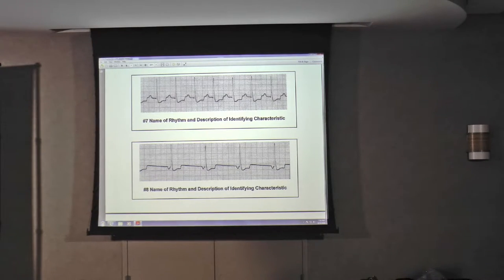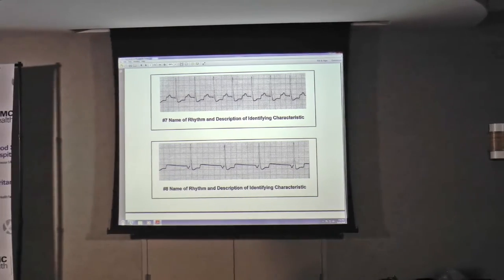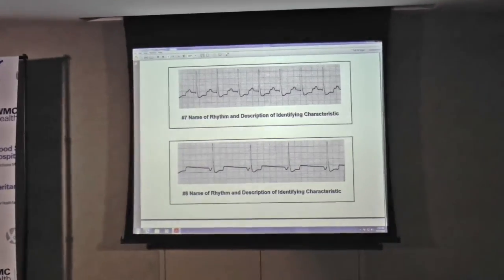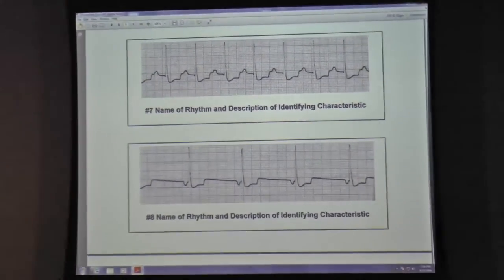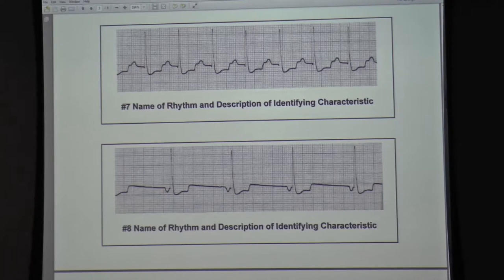Okay, so what do we have here? We have a rate of about 300, 150, 100, so say 80-ish, narrow QRSs. Do we have a P wave in front of every QRS? Now, what do we notice? That the P waves are way in front, greater than the little boxes, four or five little boxes. So is it sinus in origin? Looks rounded, right? So we would call this a normal sinus rhythm with a first degree AV block.